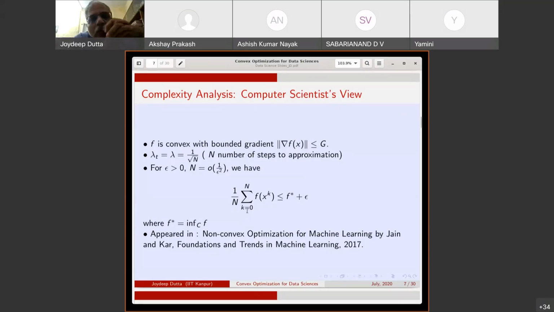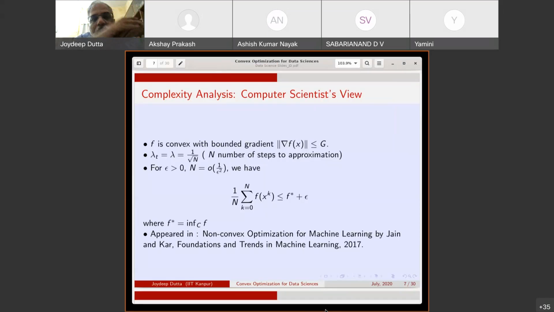Okay. So what a computer scientist wants is the following: they fix the step size. For a mathematician, the step size is adaptable. You can keep on changing the step size at every iteration: xk plus 1 is equal to xk minus lambda k times the gradient of f(xk), right? So that's the gradient descent method. Here they fix it. And suppose I want to go up to n steps.